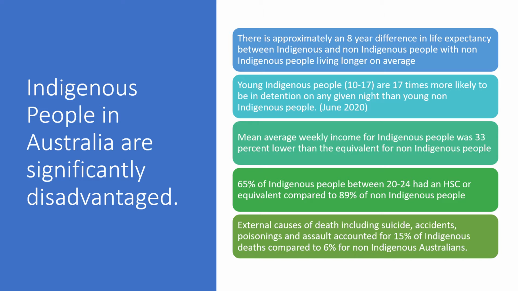Educational outcomes are worse. 65% of Indigenous people between 20 and 24 have completed the HSC or equivalent, compared to 89% of non-Indigenous people. And external causes of death, including suicide, accidents, poisoning and assault, accounted for 15% of Indigenous deaths compared to 6% for non-Indigenous Australians.